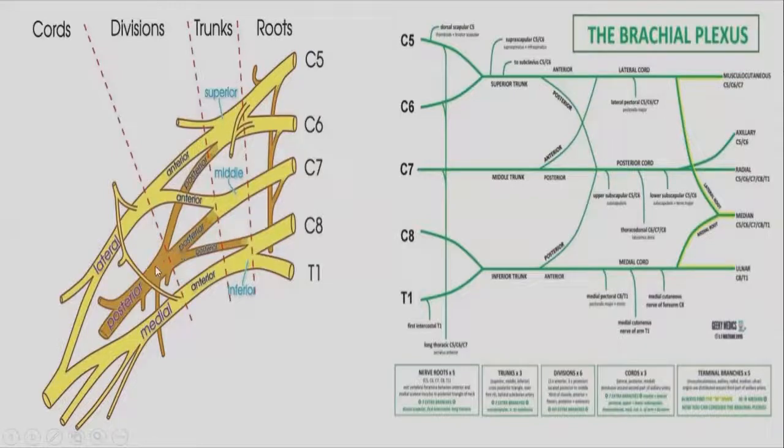Then all the posterior divisions come together to form the posterior cord, which is posterior to the second part of the axillary artery. The anterior division of the upper trunk unites with the anterior division of the middle trunk to form the lateral cord. Then lastly, the anterior division of the lower trunk or the inferior trunk continues as the medial cord.